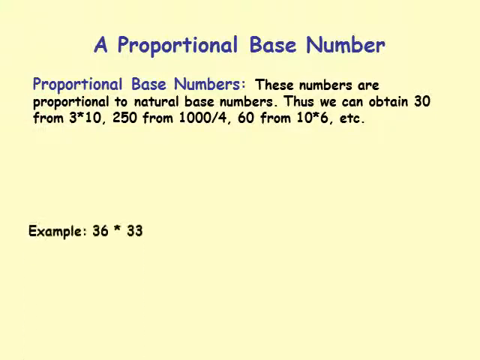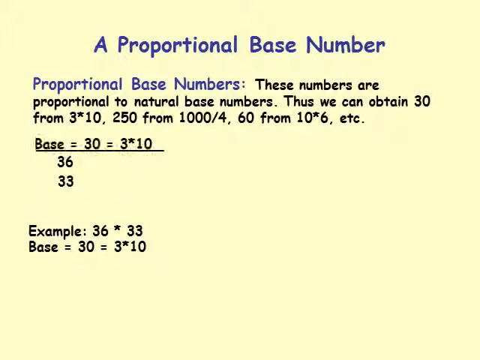Let's consider the example 36 times 33. Let's see what base number we use. With 36 and 33, now we're going to choose a base. The base number we choose is 30, equal to 3 times 10. We obtain 30 from 3 times 10. 10 has a 1 0 on the right, so we would be allowed to keep one digit on the right.